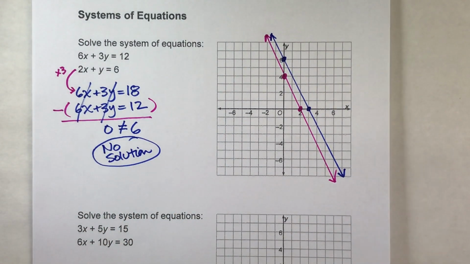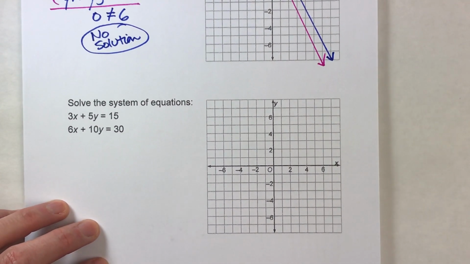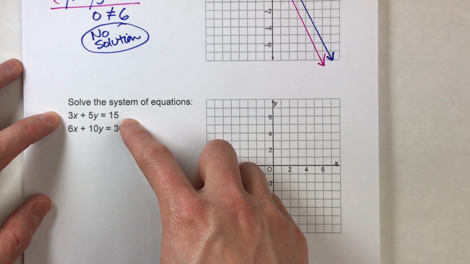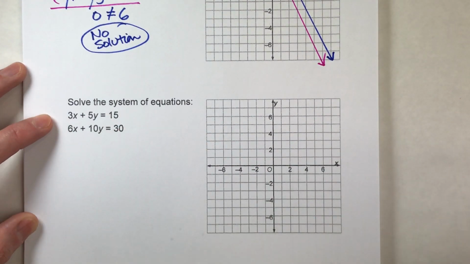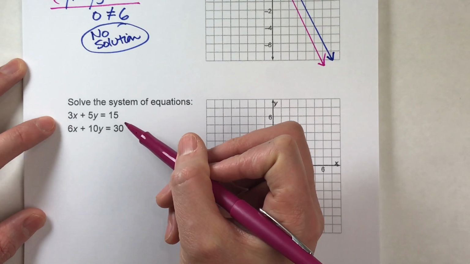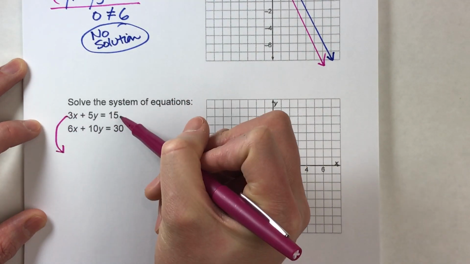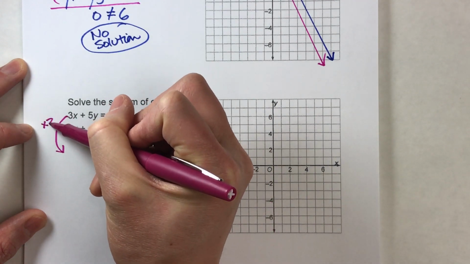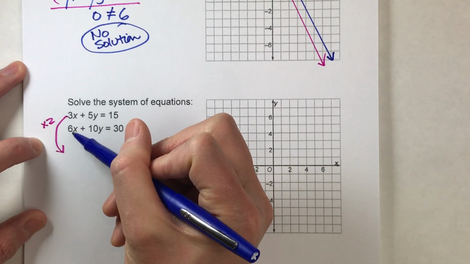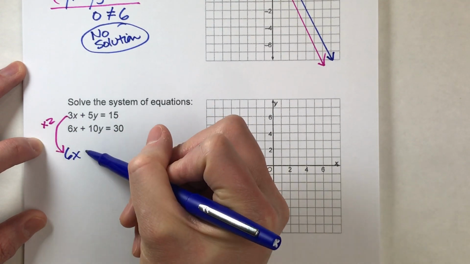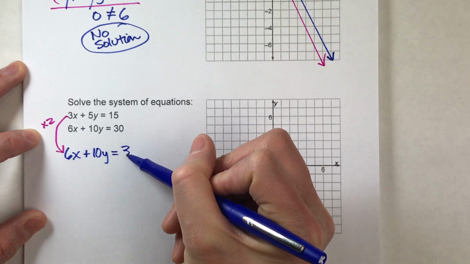All right, let's look at our second system of equations. 3x plus 5y equals 15, 6x plus 10y equals 30. Let's do it algebraically first. Notice the x's and y's don't match up, but if I multiply this first equation by 2, then the x's will match up. So let's do that. 2 times 3x is 6x, 2 times 5y is 10y, 2 times 15 is 30.